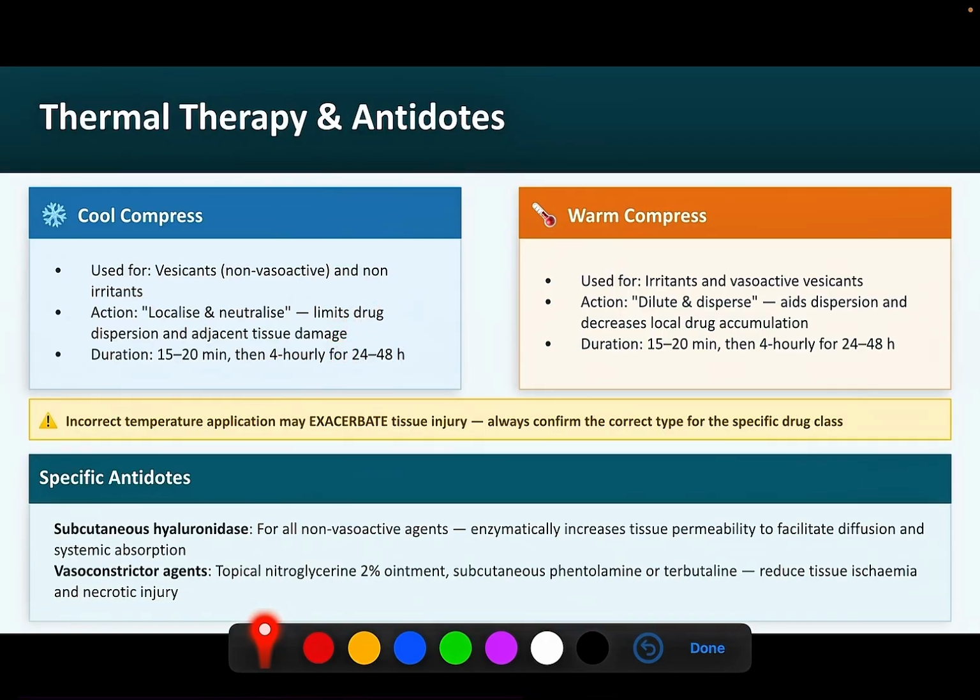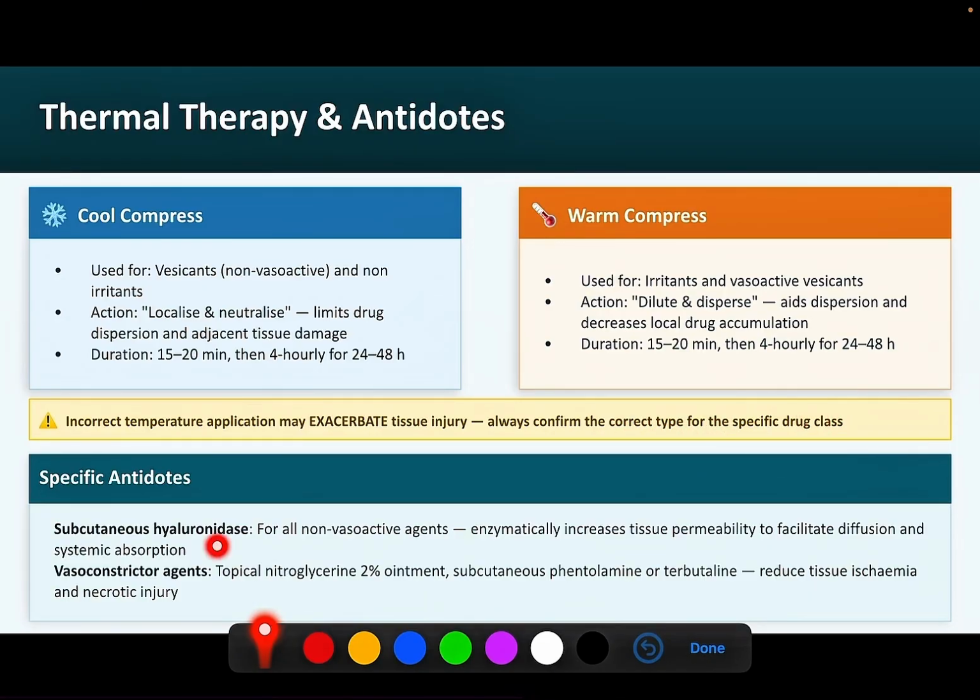to 48 hours. What do you mean by warm compression? It is used for irritants and vasoactive agents. We can't make the vessels constrict and localize them. So we are going to vasodilate, dilute them and disperse. Dispersion will decrease the local drug accumulation and local tissue destruction. As in cold compression, the same frequency of treatment can be used. And we have to keep in mind, incorrect temperature application can exacerbate the tissue injury. So always confirm the correct type of drug class.